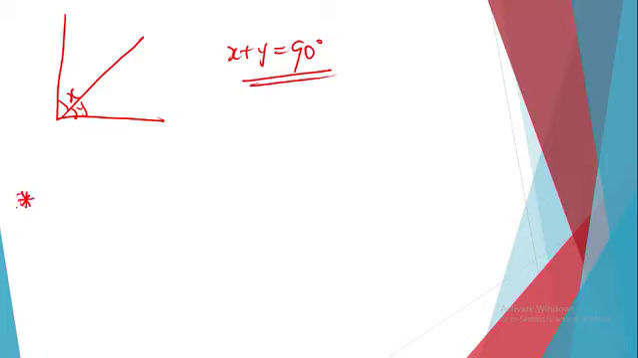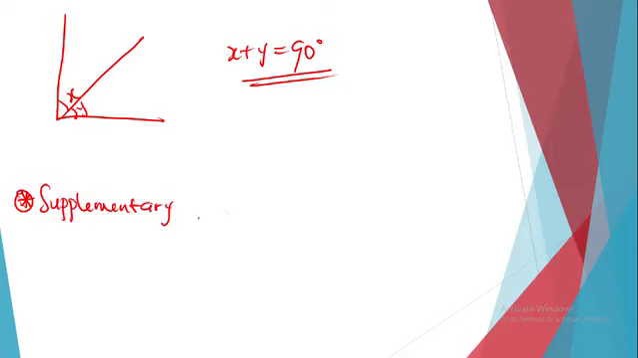For instance, if we have something like this being bisected, here is our x and here is our y. Remember, these two angles give us a right angle, and a right angle is equal to 90 degrees. So x plus y is equal to 90 degrees. Because they sum to 90 degrees, we call them complementary angles.